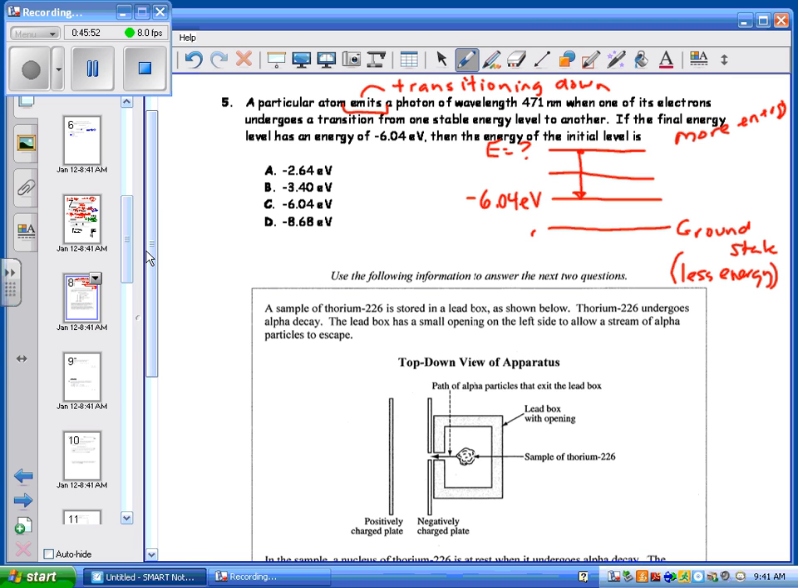So we have the wavelength, so we can use the wavelength to find the energy emitted, because that's equal to hc over lambda. We're in electron volts, everything's in electron volts, so use the electron volt version of Planck's constant.